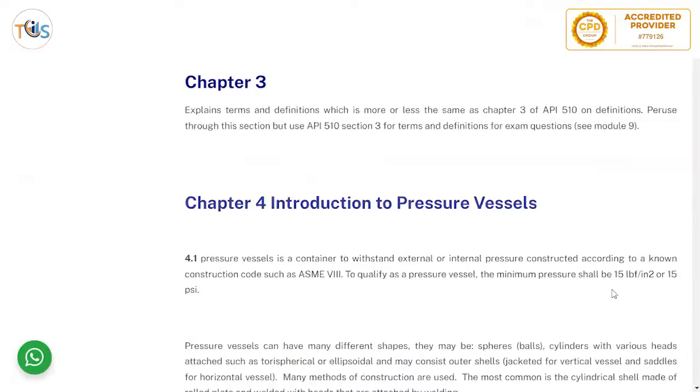Chapter 3 explains terms and definitions, which is more or less the same as chapter 3 of API 510 on definitions, so we covered it in the API 510 section. We haven't repeated it here. Peruse through this section, but use API 510 section 3 for terms and definitions for exam questions in our module 9.